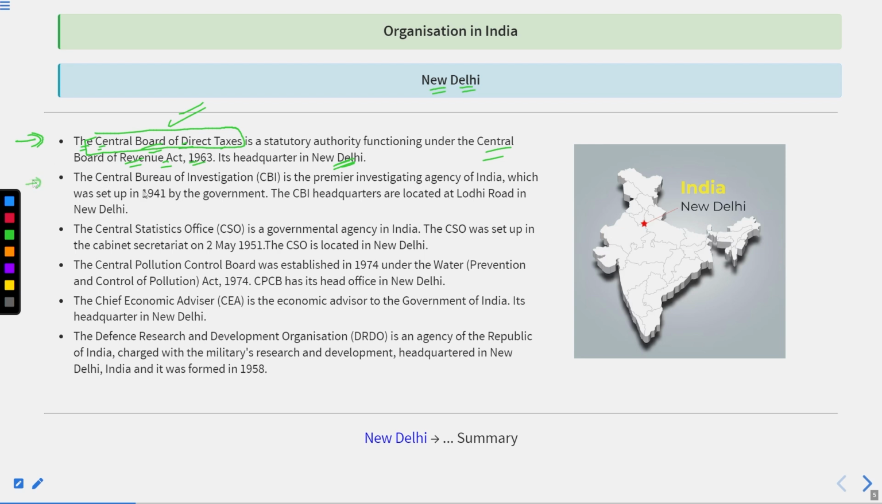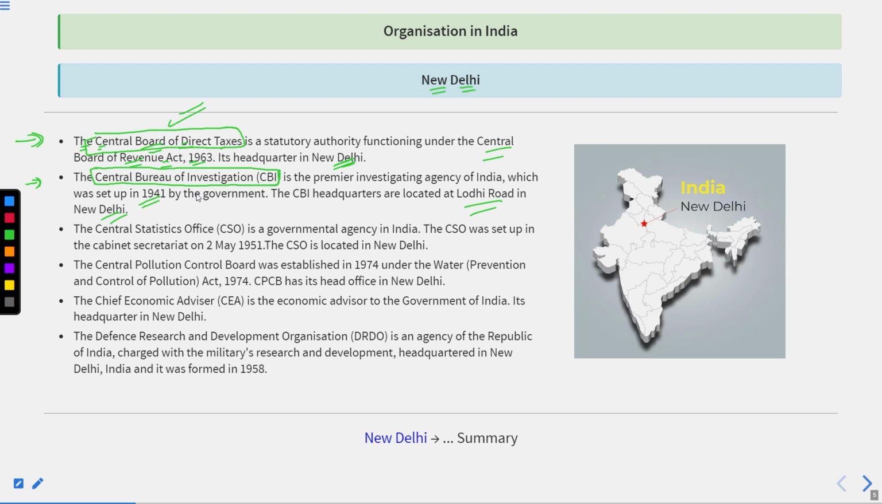Then we have the Central Bureau of Investigation, CBI. The CBI is the premier investigating agency of India, set up in 1941 by the government. CBI headquarters is located at Lodhi Road in New Delhi. Now, it was actually established in 1941 but got functional in 1963. How? Let me tell you.